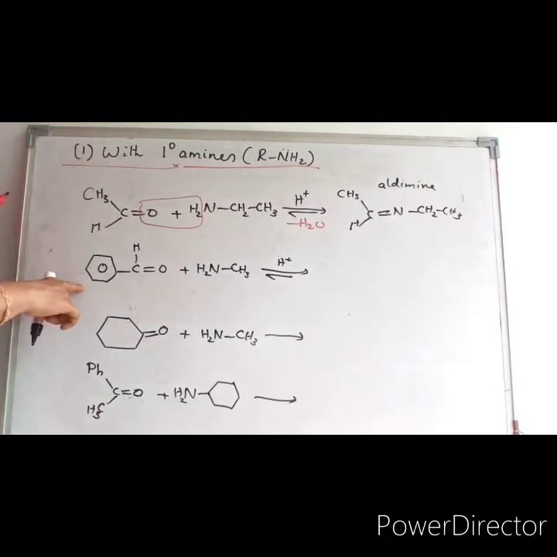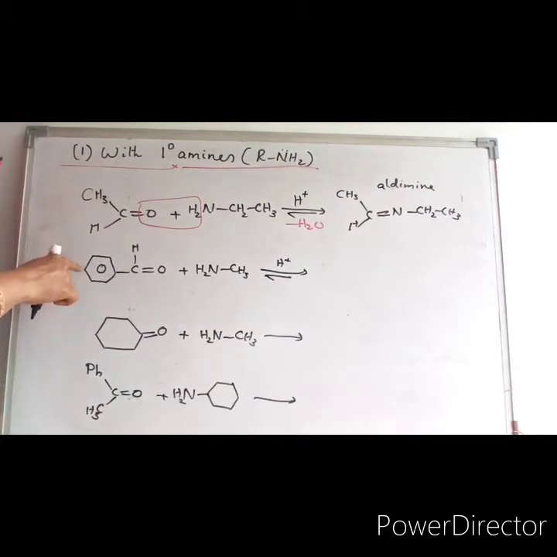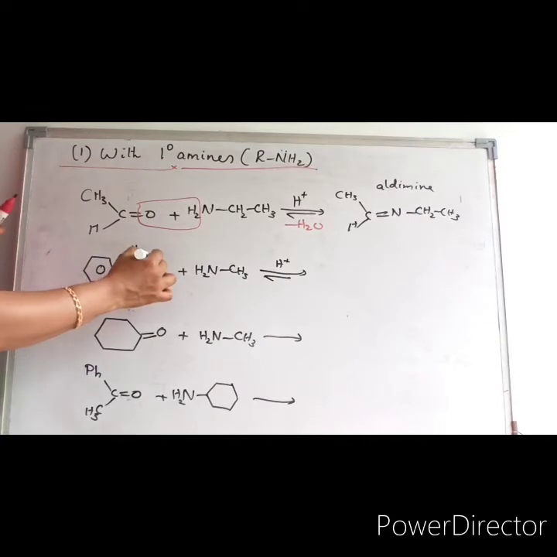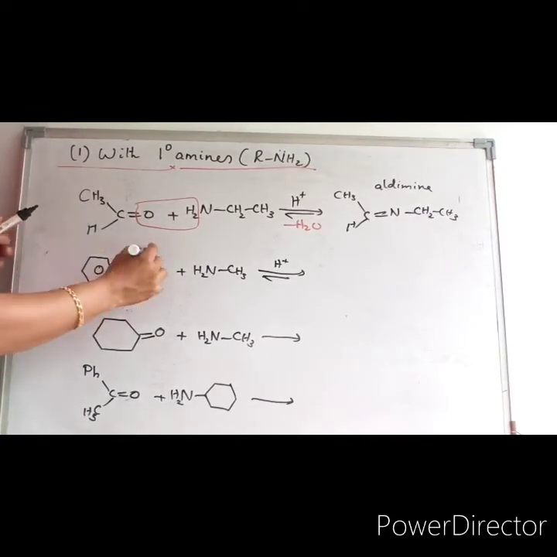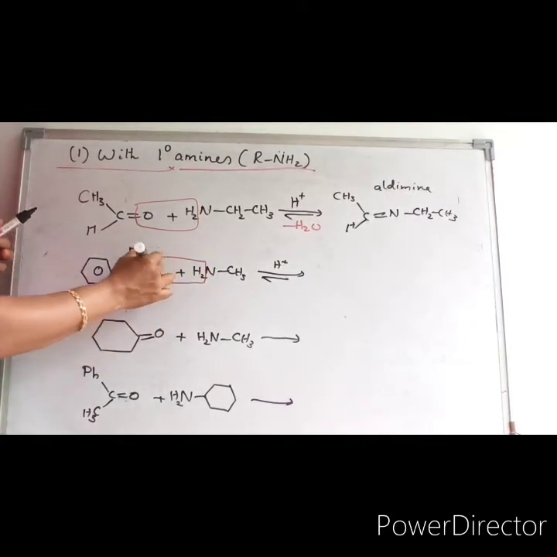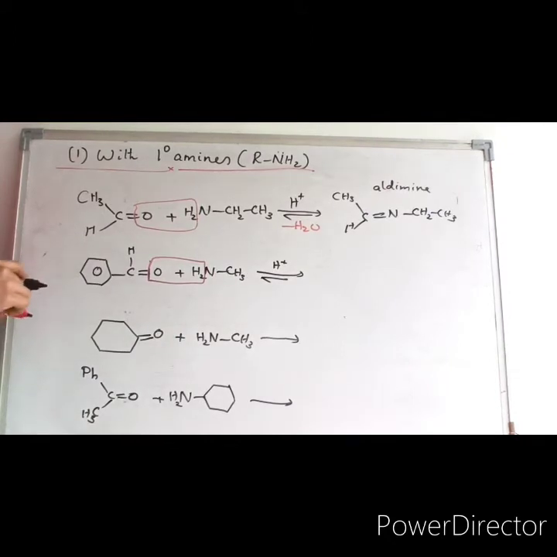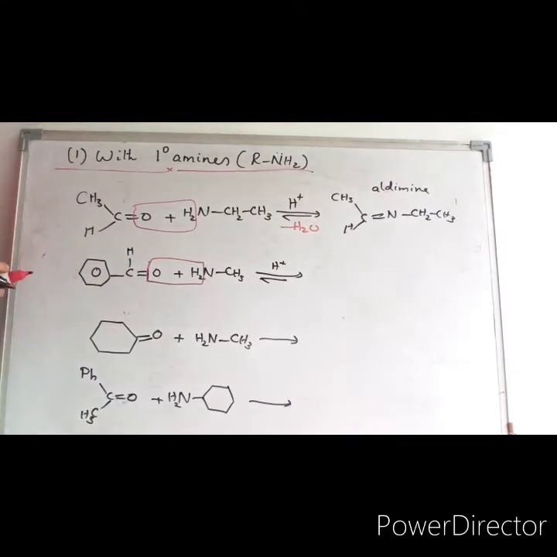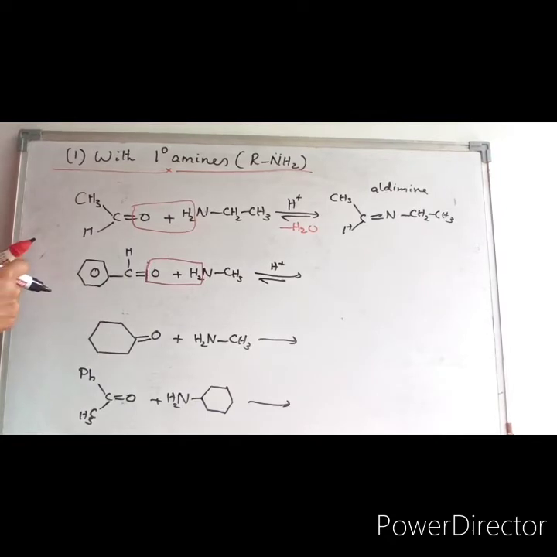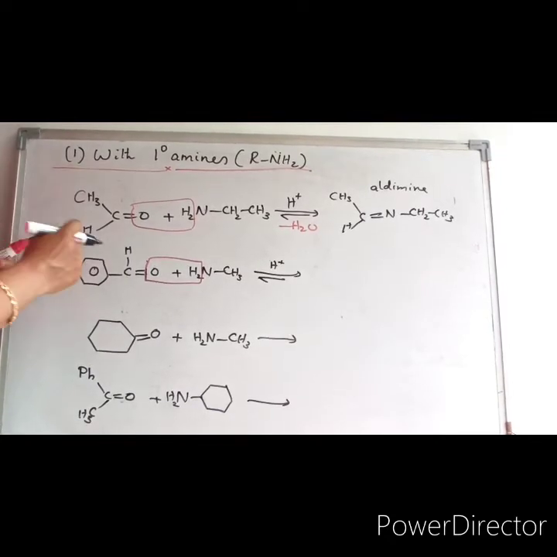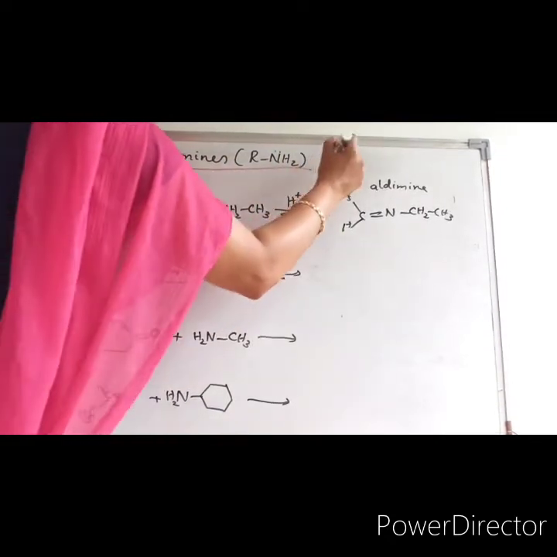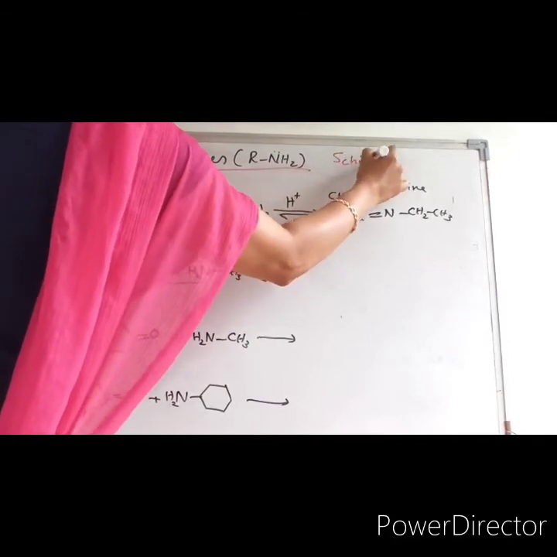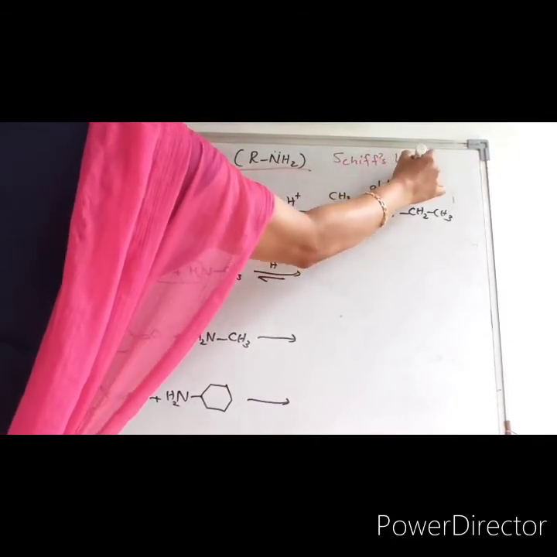Now I have taken another example with an aromatic aldehyde. Aromatic aldehydes also undergo this condensation reaction very well with primary amines. You will get the corresponding imines. These imines are basically called Schiff's bases. Schiff's bases, that is an important one.